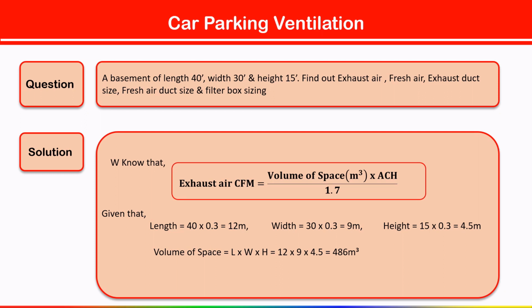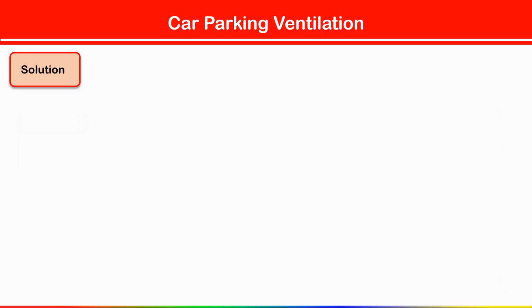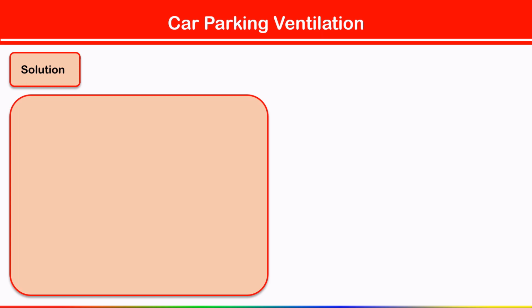Once you get the volume, we know that for normal mode we have to maintain a certain ACH value. If you remember, we discussed this in the previous session. For normal mode we always take ACH 6. ACH is air changes per hour, so in 1 hour we have to change the air 6 times, to improve our indoor air quality.